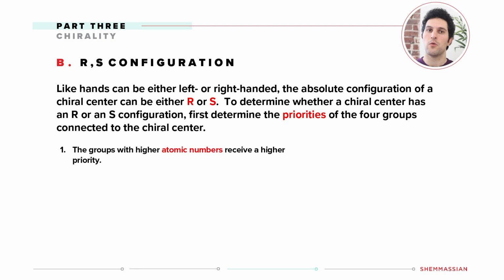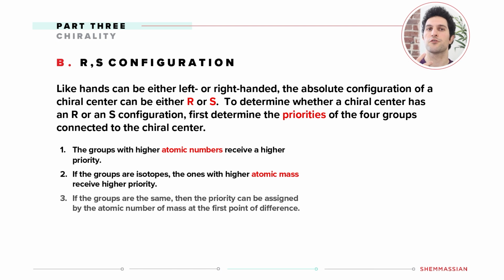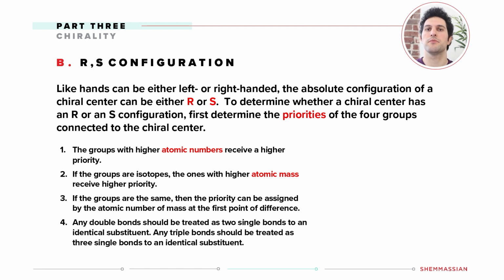The groups with the higher atomic numbers receive a higher priority. If groups are isotopes, however, the ones with higher atomic mass receive higher priority. If the groups are the same, then the priority can be assigned by the atomic number or mass at the first point of difference. Any double bonds should be treated as 2 single bonds to an identical substituent. Any triple bonds should be treated as 3 single bonds to an identical substituent.